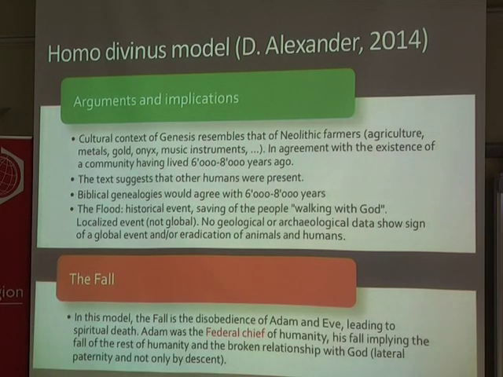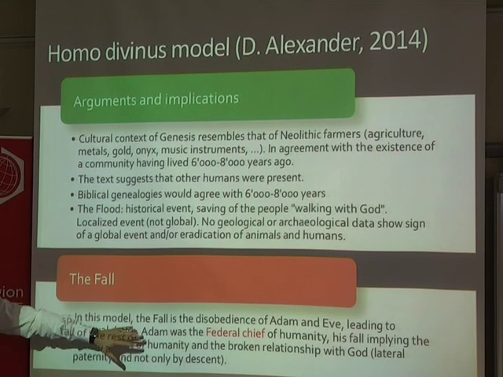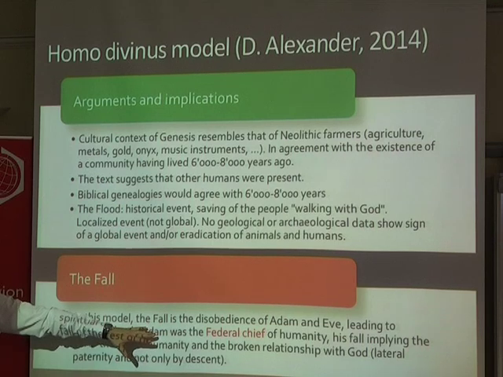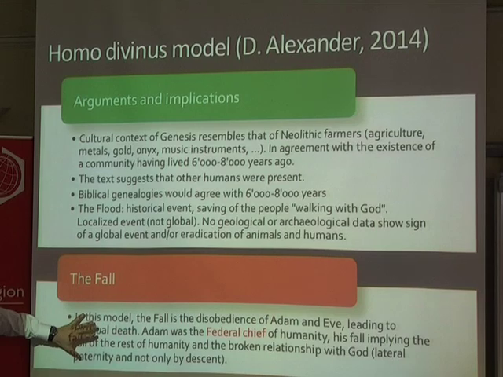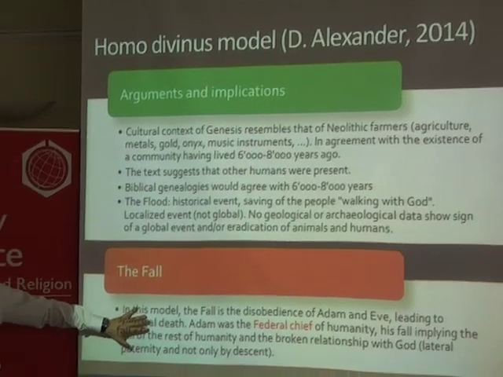And finally, in this model, the fall is the disobedience of Adam and Eve leading to spiritual death. But again, the difficulty in that model is you have to somehow cope with the federal headship of humanity in Adam, because his fall must somehow imply the rest of humanity, but how exactly, the process of that. So that's probably one of the theological difficulties for that type of model.